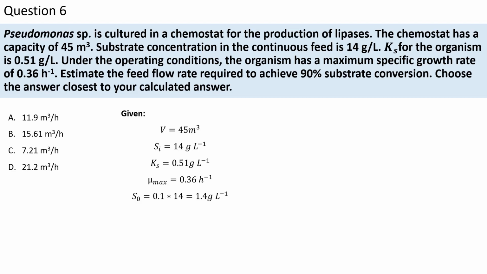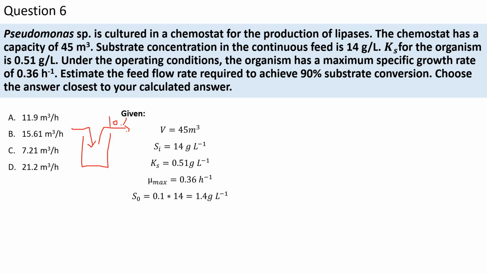So as we already told, V is equal to 45 meter cube, and the concentration that is coming inside, Si, is equal to 14 gram per liter, Ks is 0.51 gram per liter, and maximum specific growth rate mu max is 0.36 per hour, and we need 90% substrate conversion. So what happens if we need 90% substrate conversion? Just a minute, let me draw. If we need 90% substrate conversion, 90% substrate should get utilized, and only 10% should go outside.